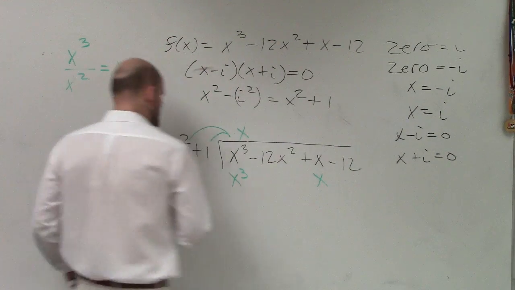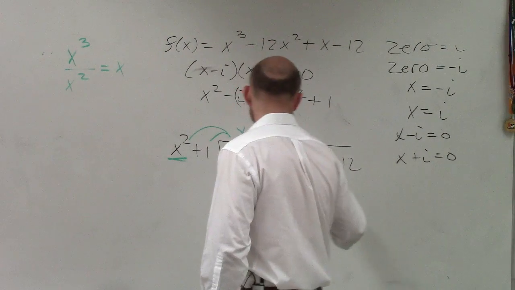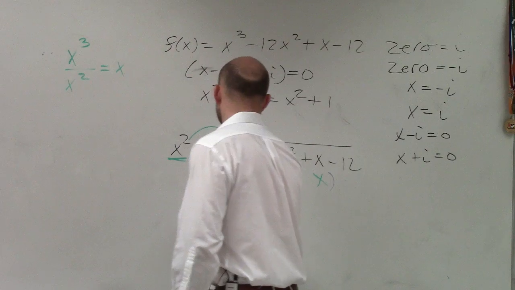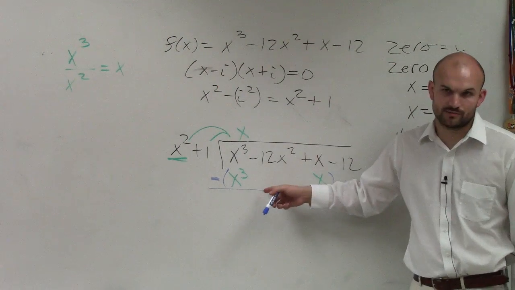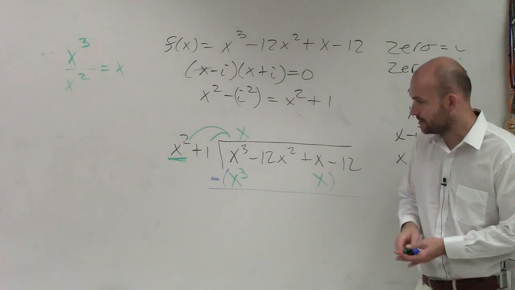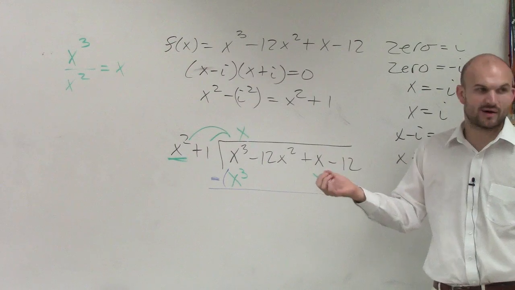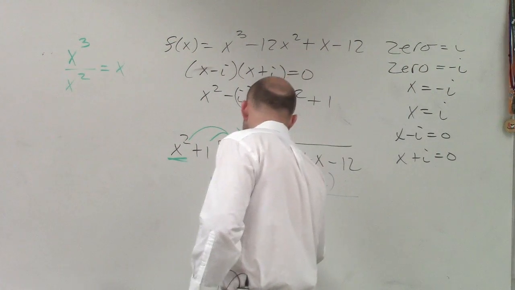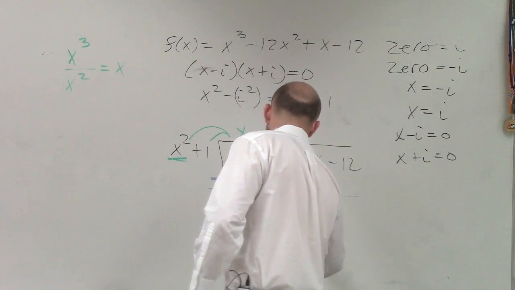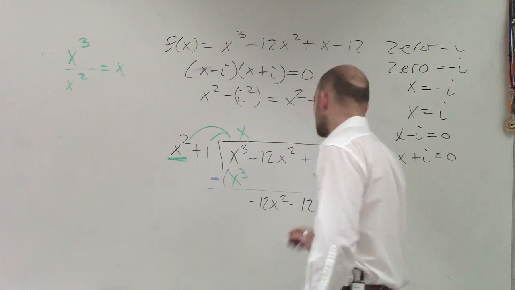So then, once we have the written rows, we put them around parentheses, and we subtract. All right? Now, there's no x squared term here, so we can just say it's 0x squared. So we subtract the rows. x cubed minus x cubed is 0x cubed, which is 0. We bring down the negative 12x squared, because you're not subtracting that from anything but 0. x minus x is 0, and then we have negative 12.